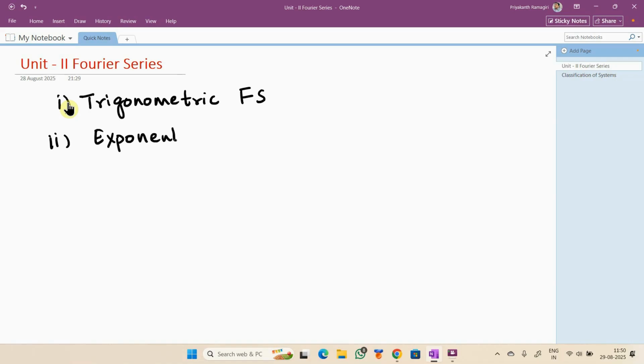Just I have a question. Why Fourier series? Do we have a relation with the concept of orthogonality here, which we have seen in the first unit?